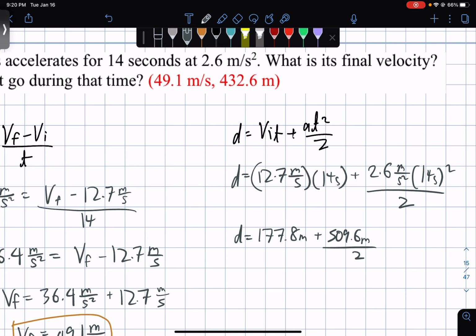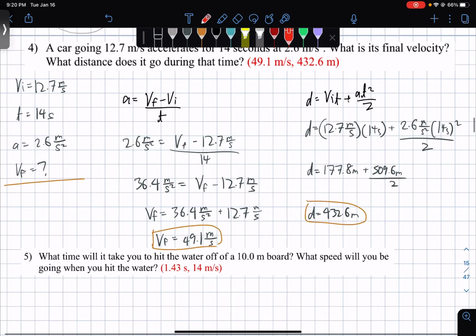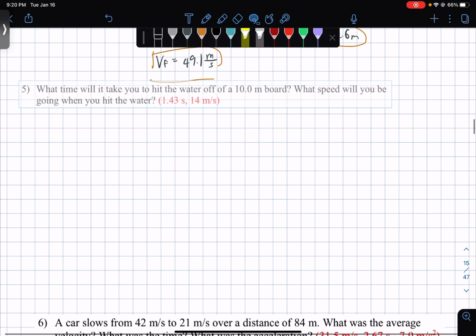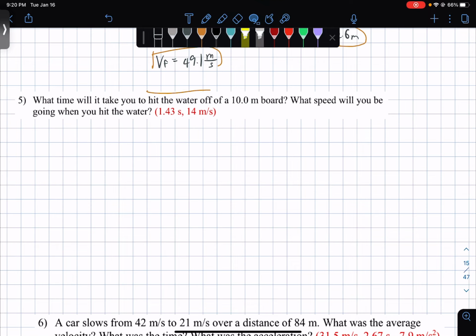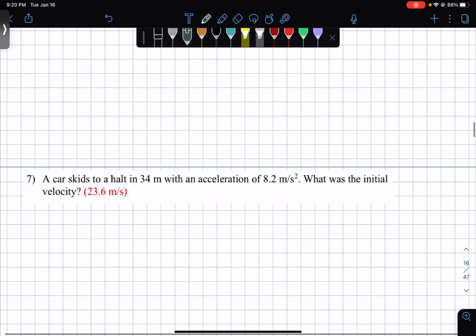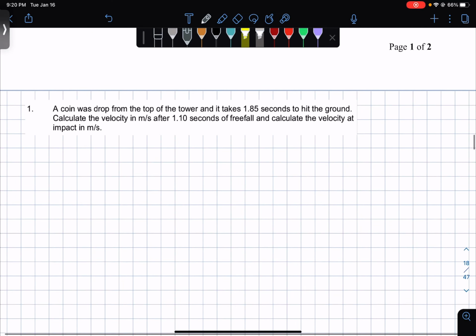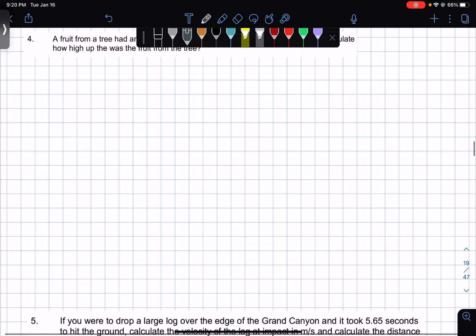Divided by 2, 254.8 plus 177.8, that is 432.6 meters. So yes, we got it right. Let's go to number 5. How many questions do we still have? That is a lot.